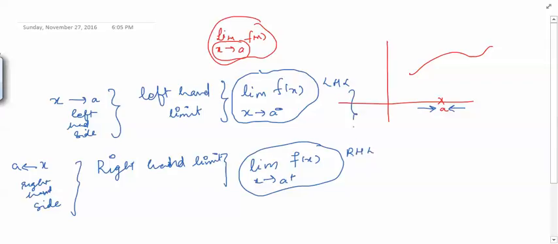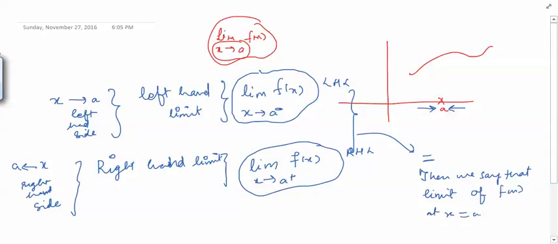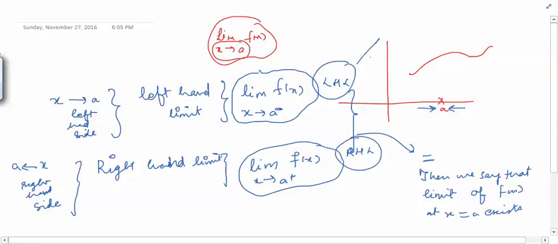If these two quantities are equal, then we say that the limit of f of x at x is equal to a exists, and the common value of the left hand limit and right hand limit is called the limit of the function at that point. Okay. This is how we compute the limit of the function. Now let us look at the example.